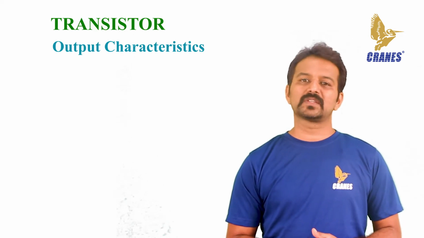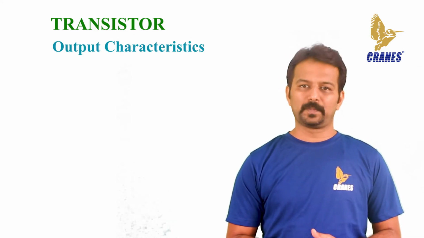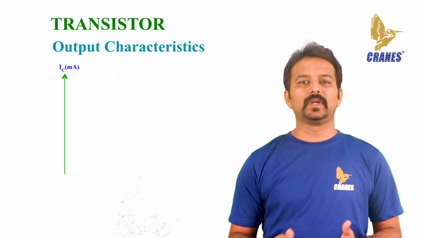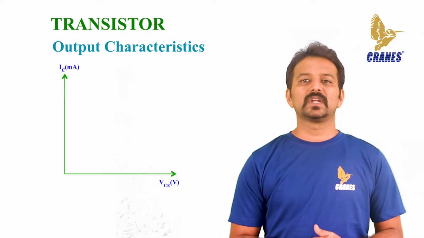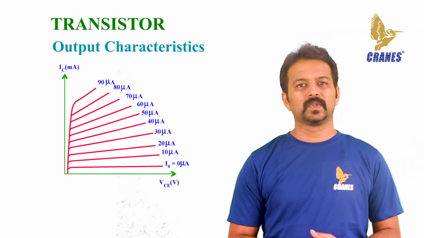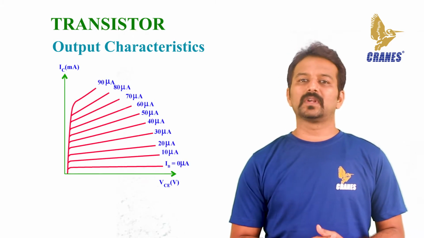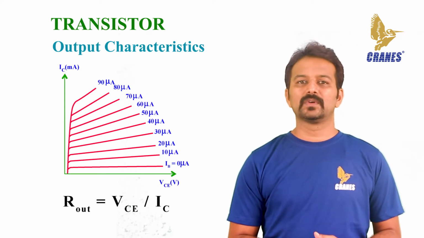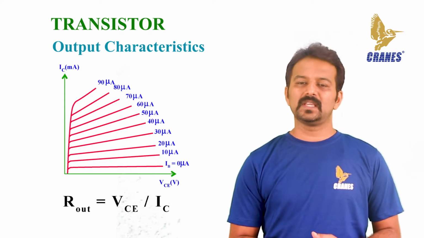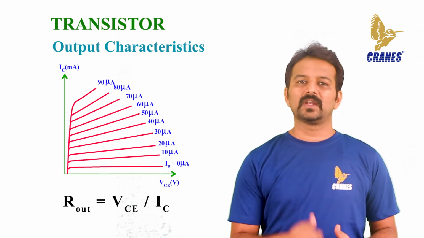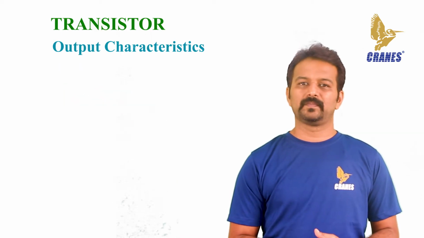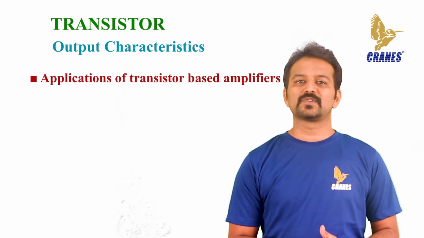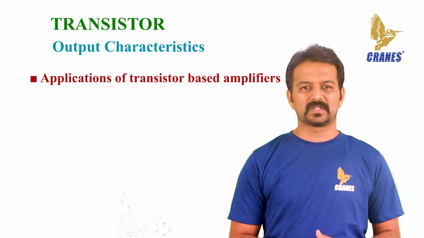Let's look at the output characteristics. The output characteristics of common emitter configuration are obtained between the output current IC and the output voltage VCE with the constant input current IB. The equation to calculate the output resistance from this graph is Rout is equal to VCE divided by IC when IB is constant. It is most probably used in the applications of transistor based amplifiers.